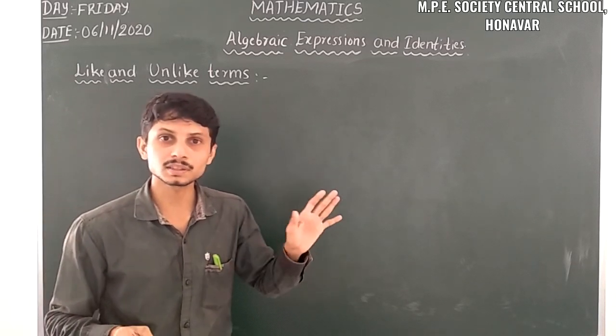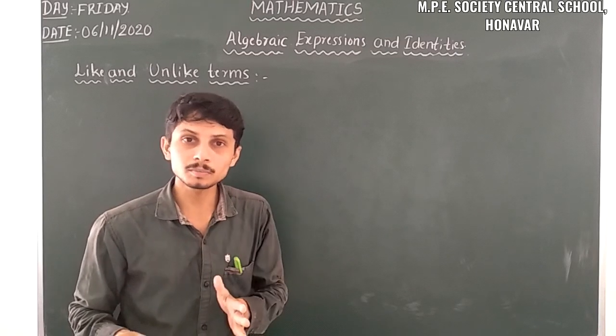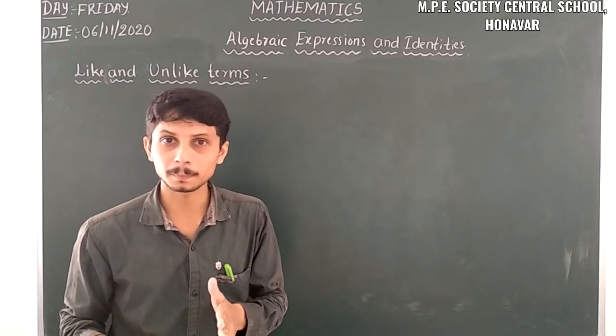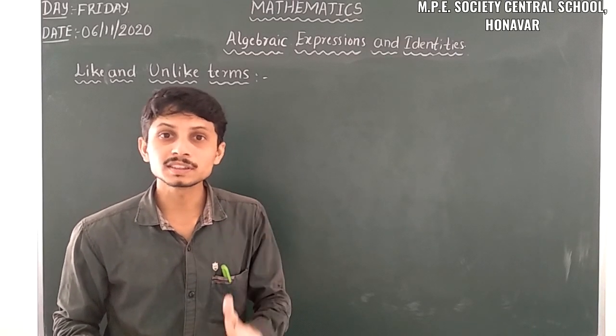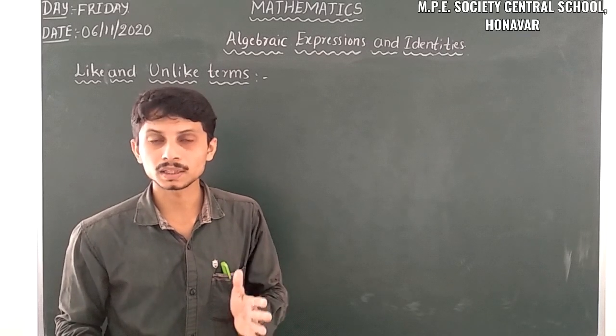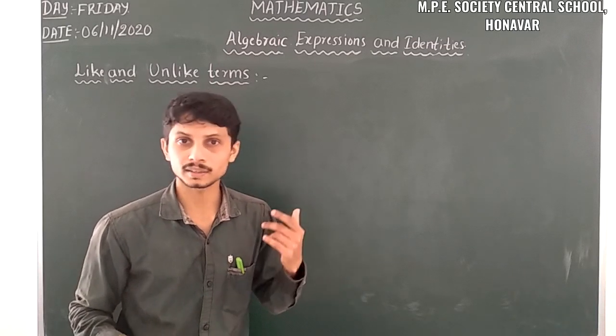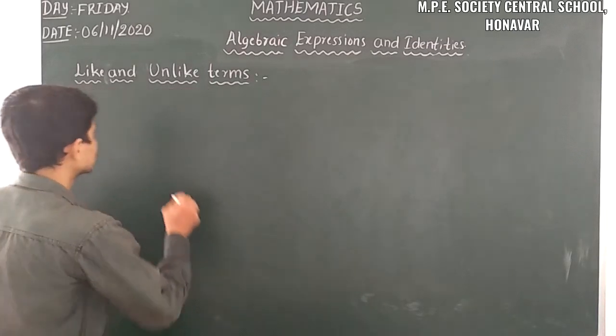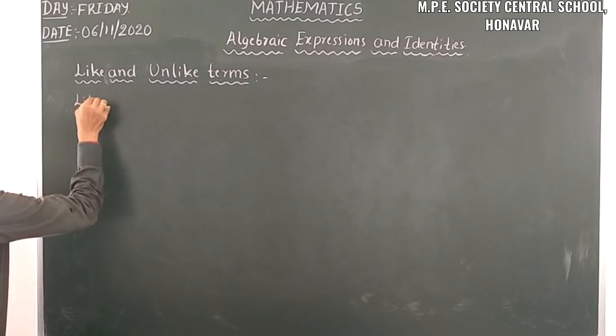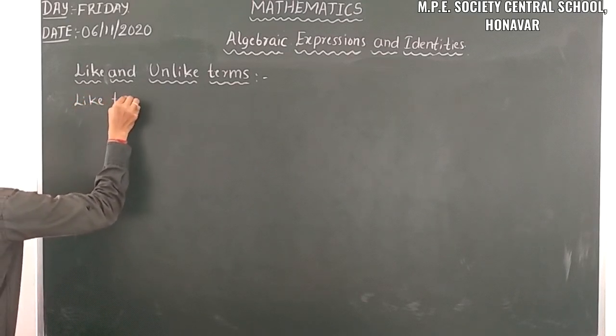So firstly we have to discuss like terms. Like terms are the terms having the same variable raised to the same power. Otherwise we can't consider it as a like term. That one is the unlike terms. So let us take like terms.